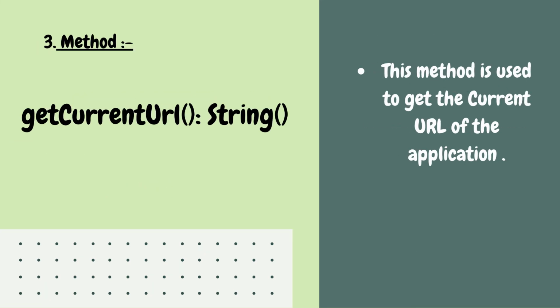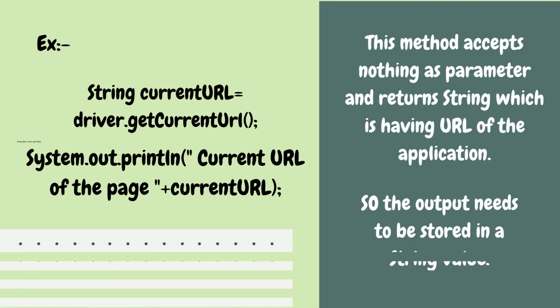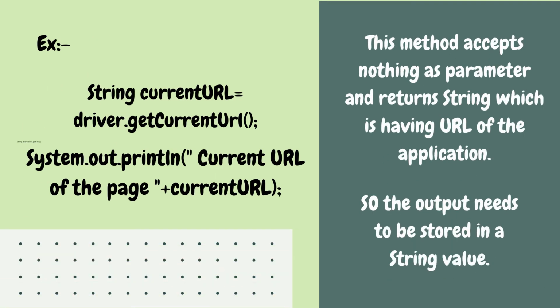Let's start with the third method. The third method is getCurrentUrl. This method is used to get the current URL of the application. It accepts nothing as a parameter and returns string which is having the URL of the application. So the output needs to be stored in a string value.